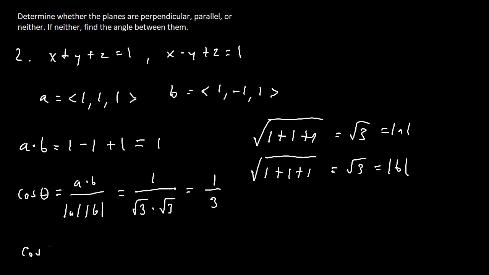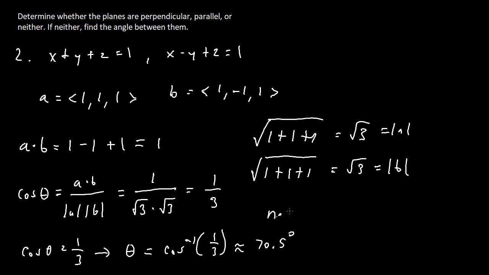So if cosine of theta is equal to 1 over 3, in order to find theta, that angle, we have to arc cosine or inverse cosine both sides. So theta is going to equal the inverse cosine of 1 over 3. When I use my calculator, it should be around 70.5 degrees, the angle in between the two planes. And so the answer is neither, because the relationship or the angle in between the two planes is not parallel nor perpendicular, but it is neither, and the approximate angle is around 70.5 degrees.